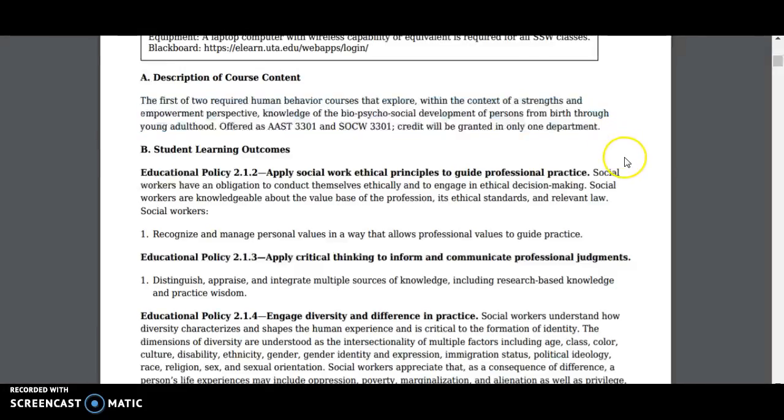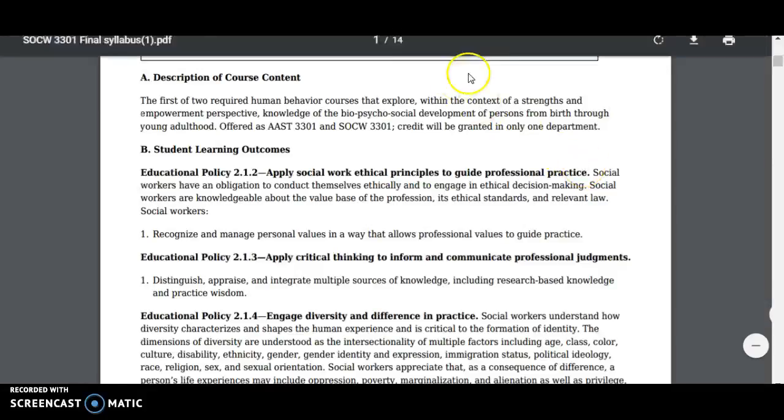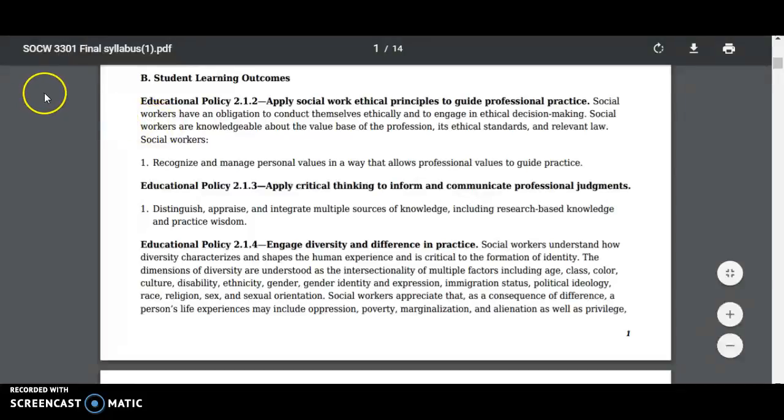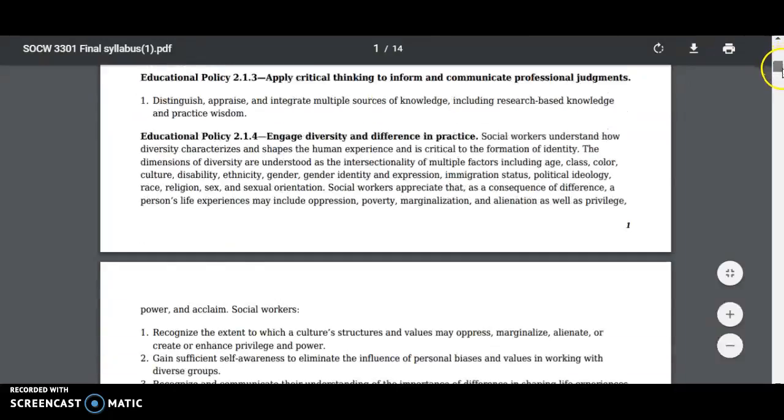One thing that's important to understand is that social work is a distinct profession, and we have professional policies. So we have a Council on Social Work Education that determines what you're going to be learning in all of our social work classes. So we have educational policies and standards, and that's what these are. On all of your social work syllabi, you should see these policies. This means this is what you're going to learn in this class. This is what you can expect to learn from this class. There's a list of them there.